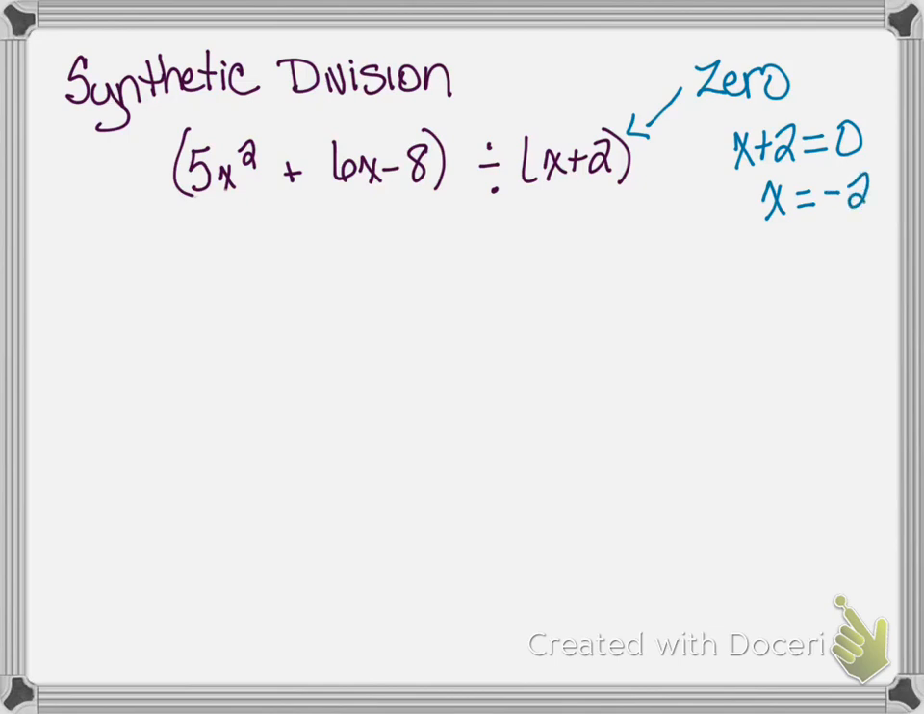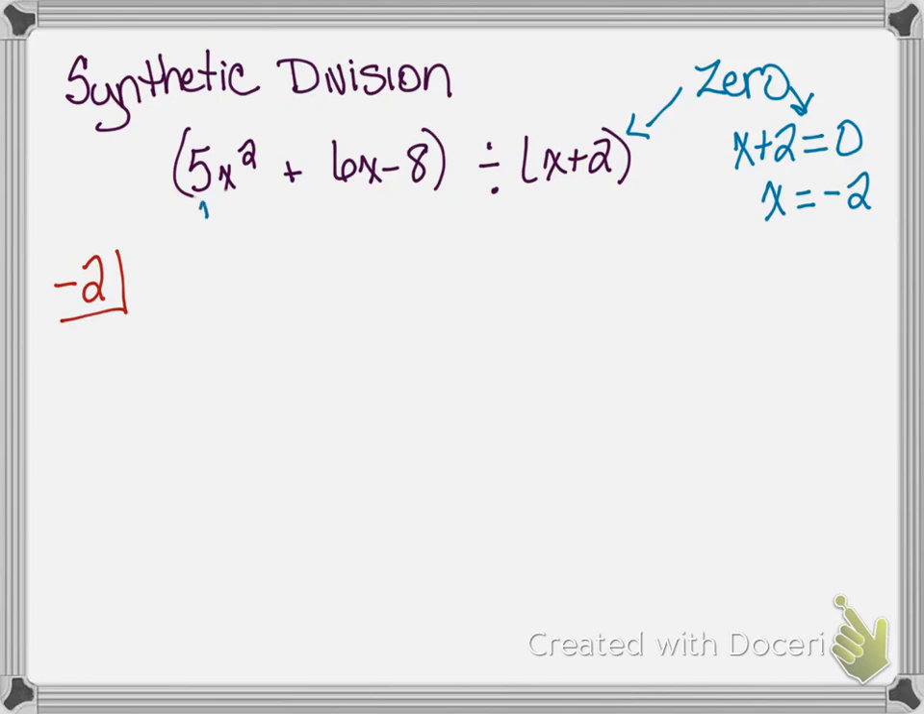Negative 2. And that's what we're going to put in our box, the negative 2. So the first thing that we do is, instead of using the factor, which is x plus 2, we find the 0 associated with that factor. If my factor is x plus 2, my 0 is x equals negative 2. So I've got to find the 0 associated with that factor.